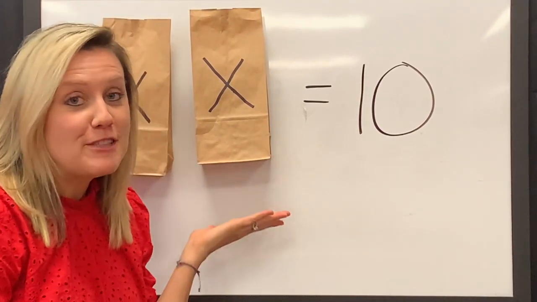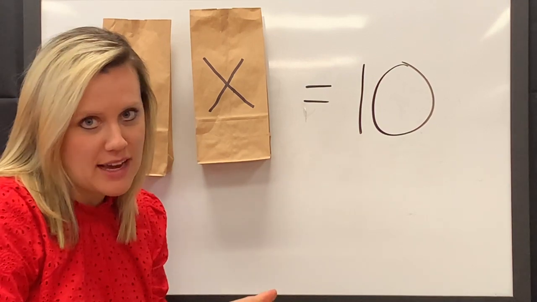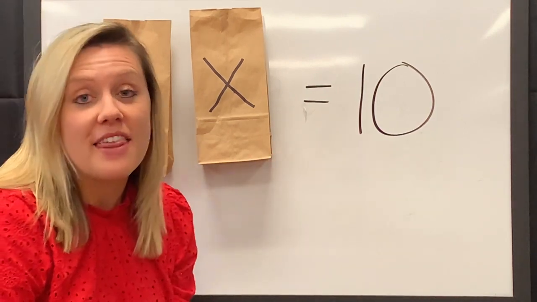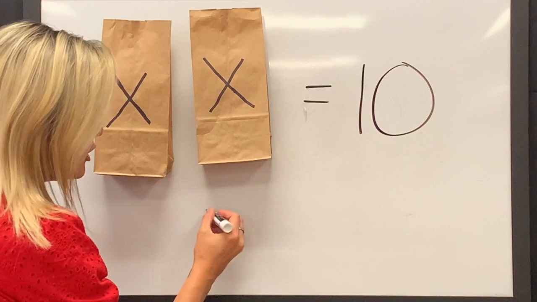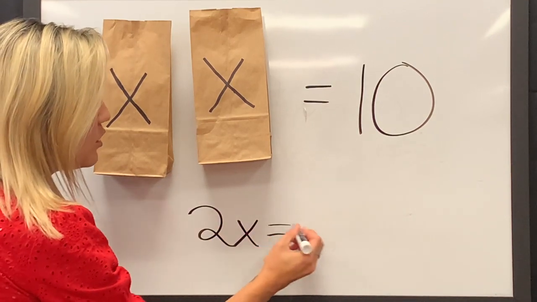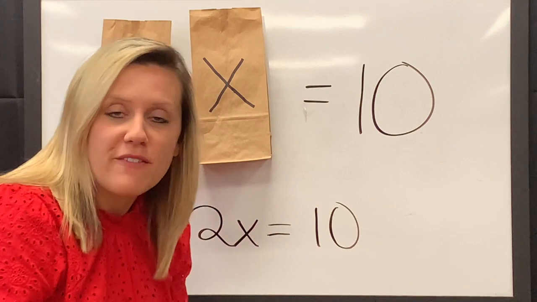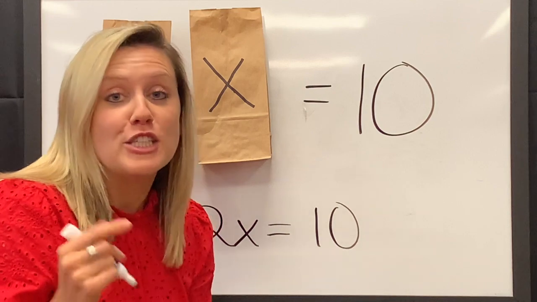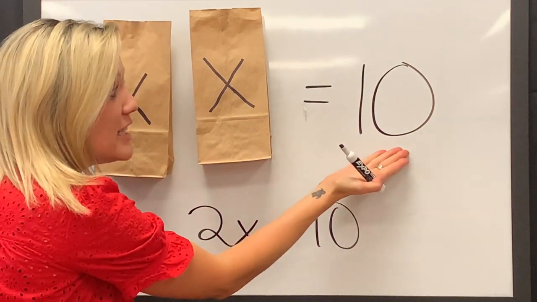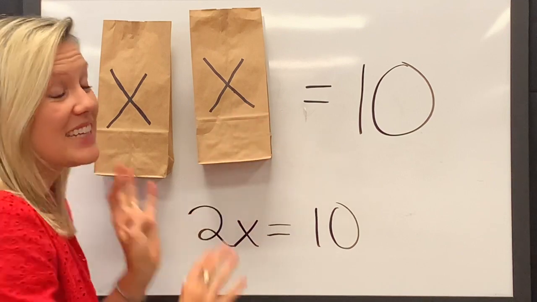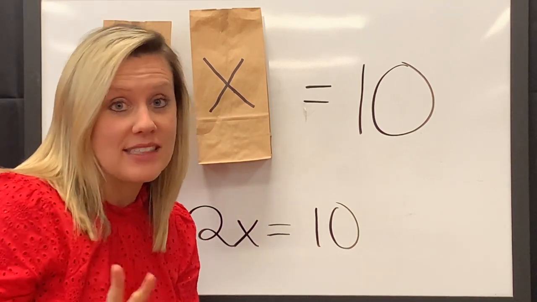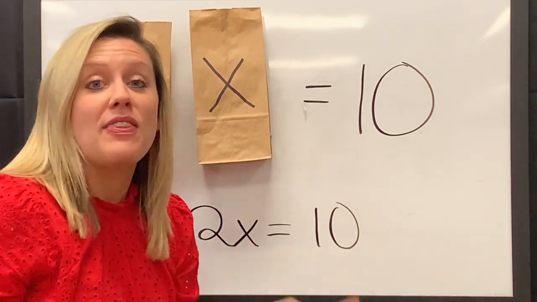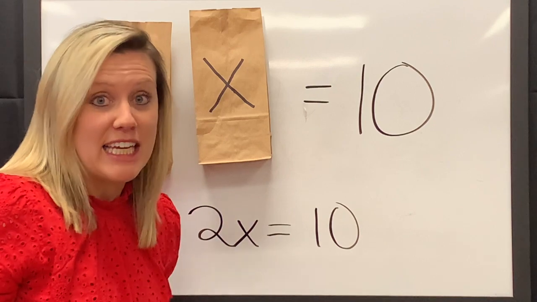This time, I don't have just one bag or variable on this side. I have two bags together equal 10. That might also be written like this: 2x equals 10. But we don't want to find out what both of these equal. We want to find out just what one of them equals. So I'm going to take this and I'm going to divide this by 2 because we're splitting 10 pieces of candy equally into 2 bags. And since this is x and this is also x, they have to be equal. They must have the same amount of candy in each bag.